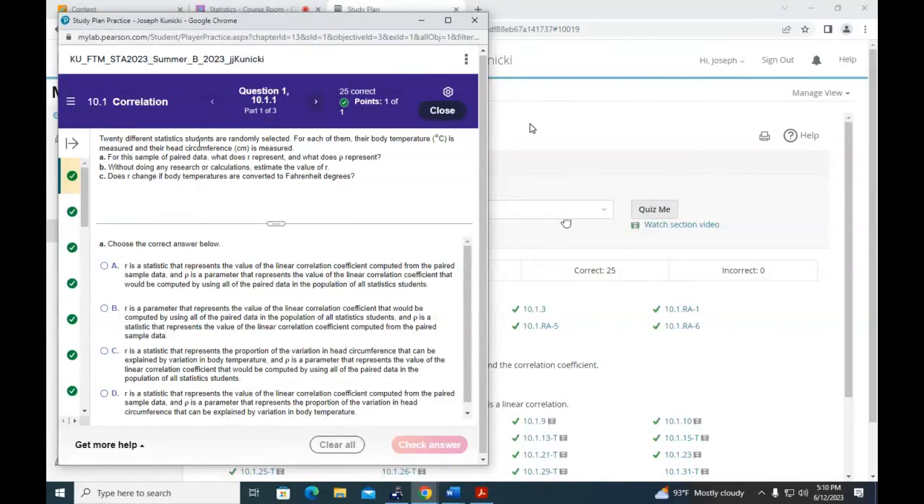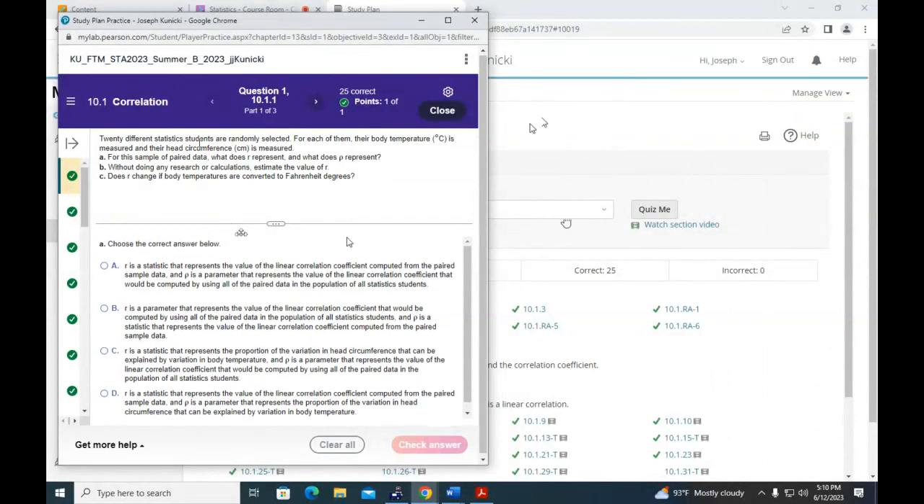For this sample of paired data, what does R represent and what does rho represent? Well, R is the statistic and rho is the parameter. R is the statistic for the sample, rho is the parameter that R is estimating for the population.